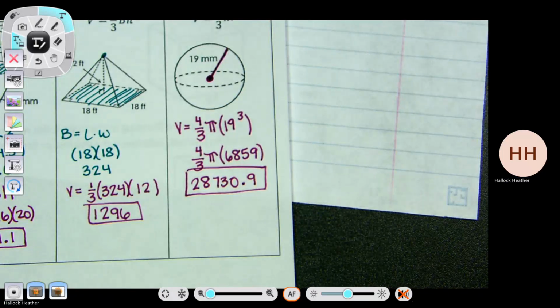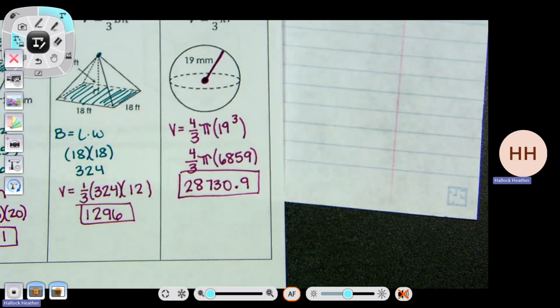28,730.9. So the last one we're going to do on the front is number 4. Now, number 4 is the same problem, but it looks a little weird. It's cut in half. So in the end, for number 4, since it's cut in half, what are you going to have to do with your answer? Divide by 2, because you're cutting it in half.